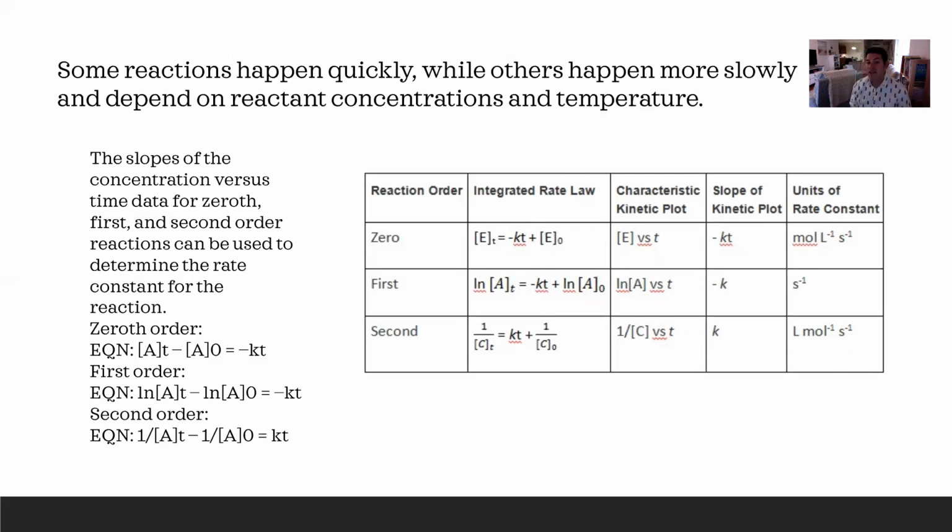But the integrated is the only one that allows us to determine the concentration after a set amount of time. We need to know their characteristic plots, and we want to know what the slope tells us. And the units are summarized again. This is for the rate constant. So for the zero order, moles per liter per second. For the first order, just per second. And for the second order, liters per mole per second. So it can cancel out.